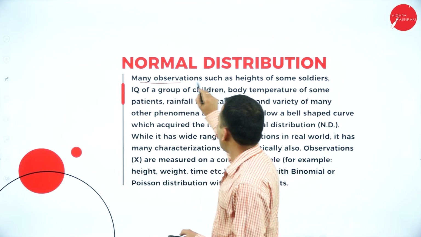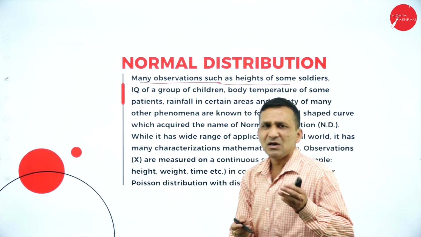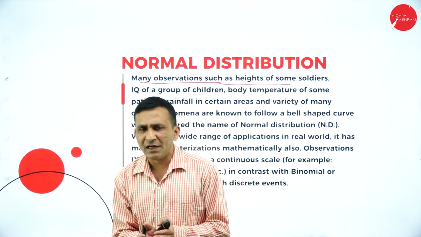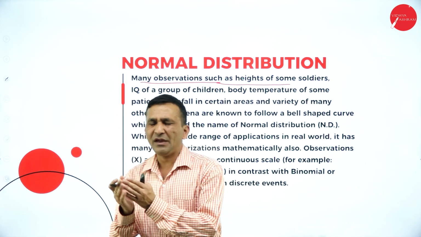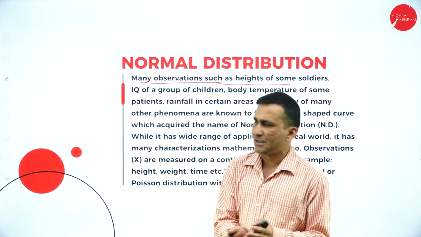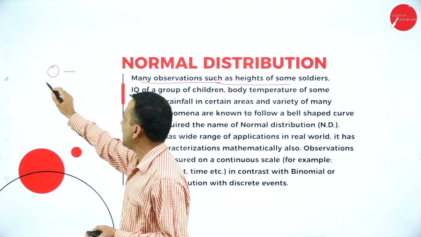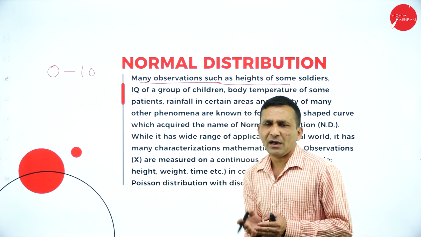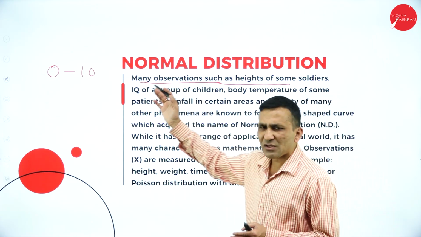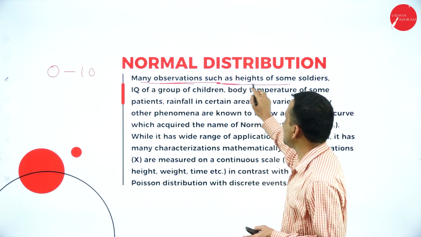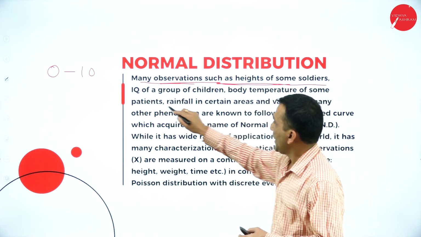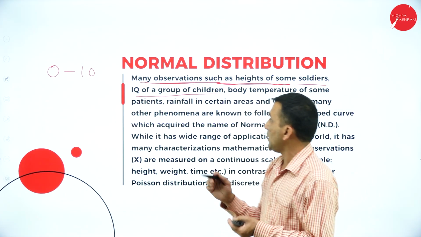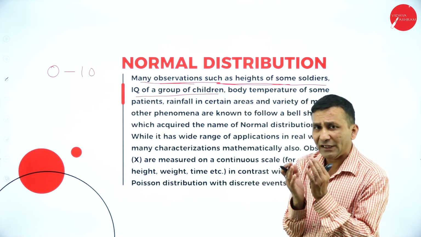Many observations such as height, because whatever we studied in the two distributions in the previous session was related to discrete series. Now we are going for the continuous series. When there is a continuous series, there is a lower limit and upper limit, and we are able to identify a range. So in this observation, many observations such as the height of soldiers and the IQ of a group of children are related to continuous series, because in between we are trying to find the range.